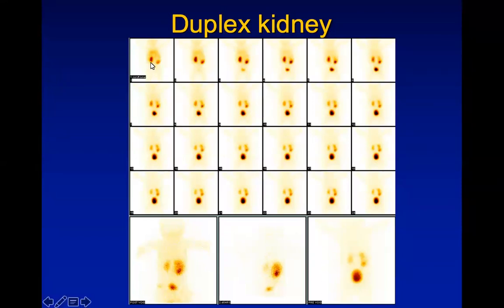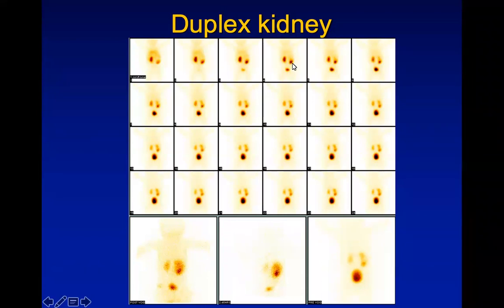Now, as you can see here, the left kidney is again normal. Normal function, normal drainage. It's draining out quite well. We leave the left kidney out of the discussion. The right kidney, now here you see initially there is uptake only in the inferior part of the kidney. Now, as you go along, say about 5 minutes into the study, you start seeing some tracer activity in the upper part.